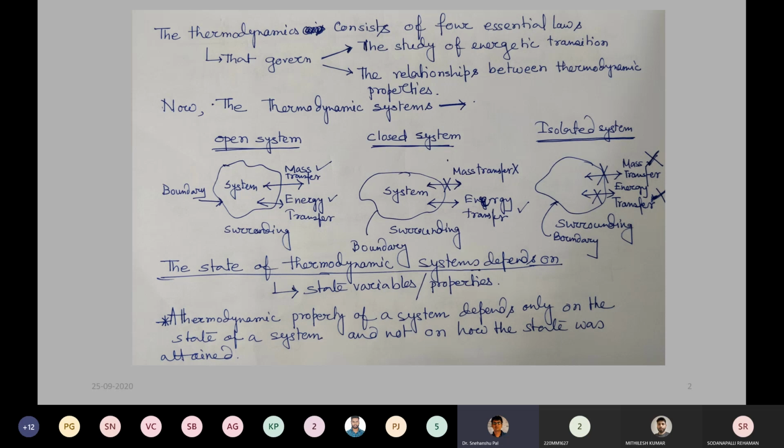In between, one concept is there, that is called a closed system, where mass transfer from system to surroundings is not possible. Only energy transfer is possible. So till now, our understanding of the different kinds of systems with respect to the possibility of mass and energy transfer: open system, closed system, and isolated system.